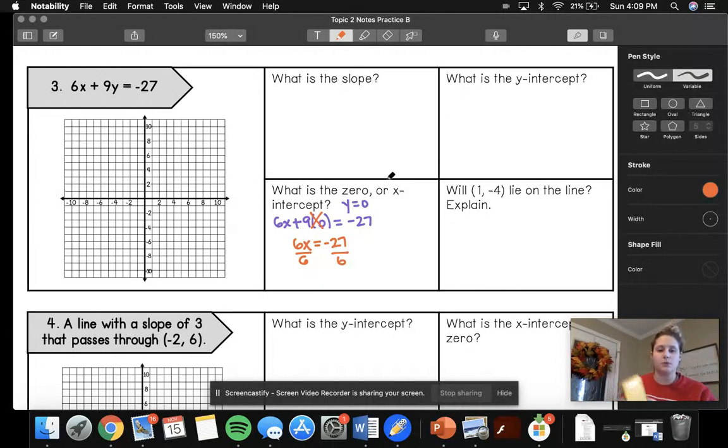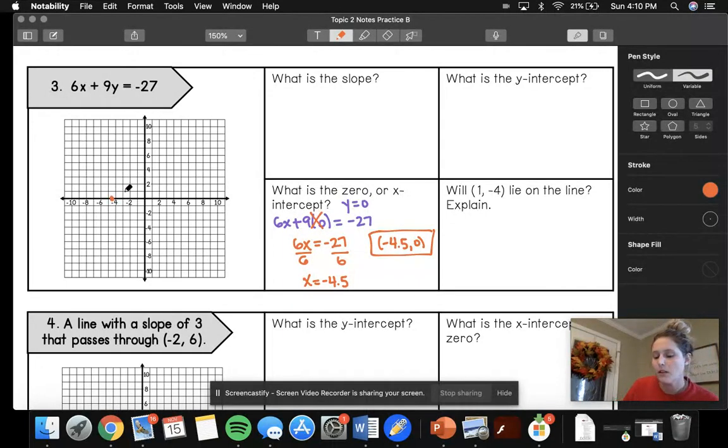So then -27 divided by 6 is -4.5. So as an ordered pair, that would be -4.5, comma 0. So -4.5, probably about right there.